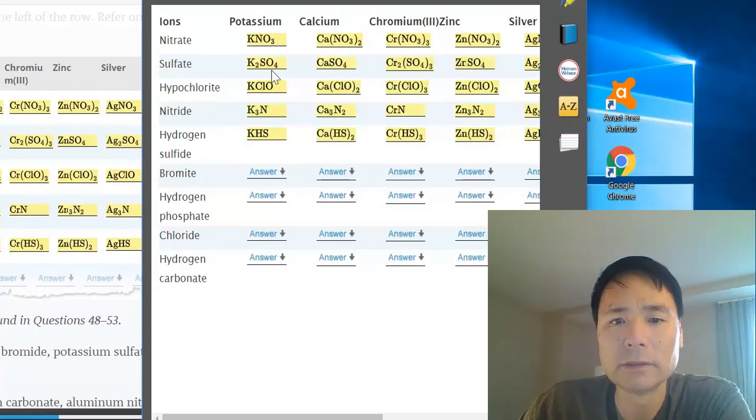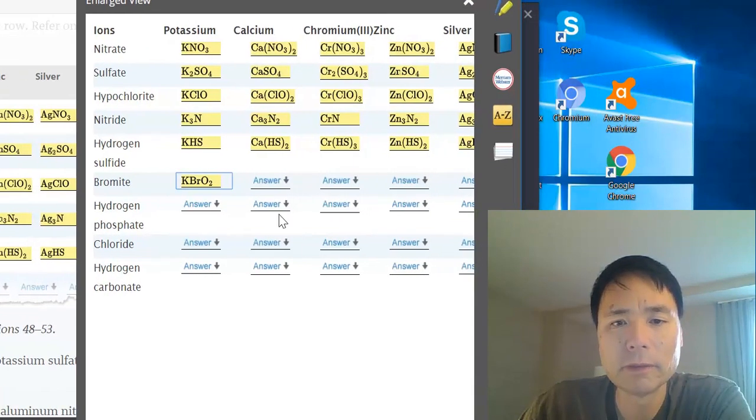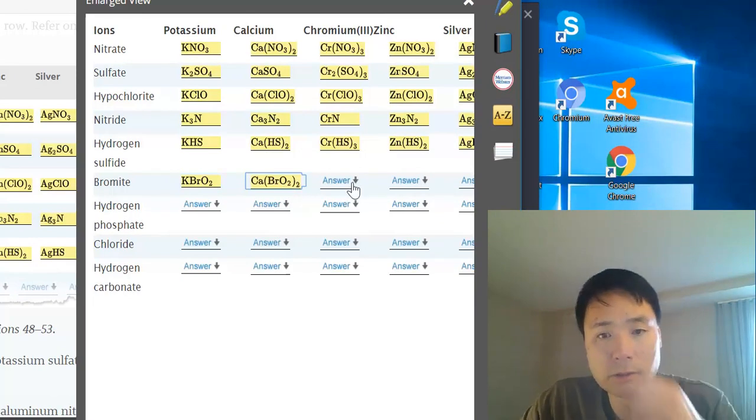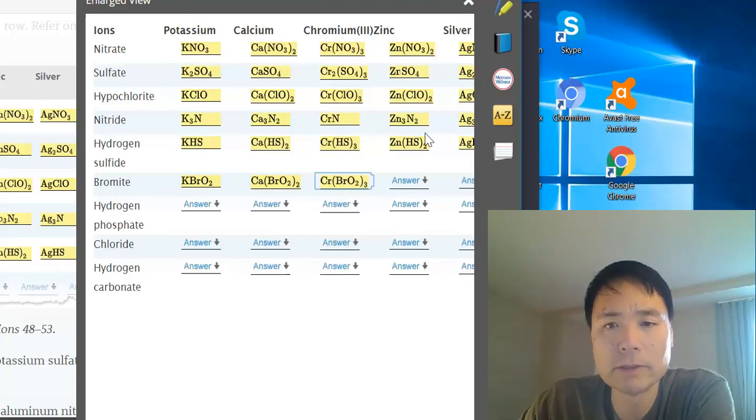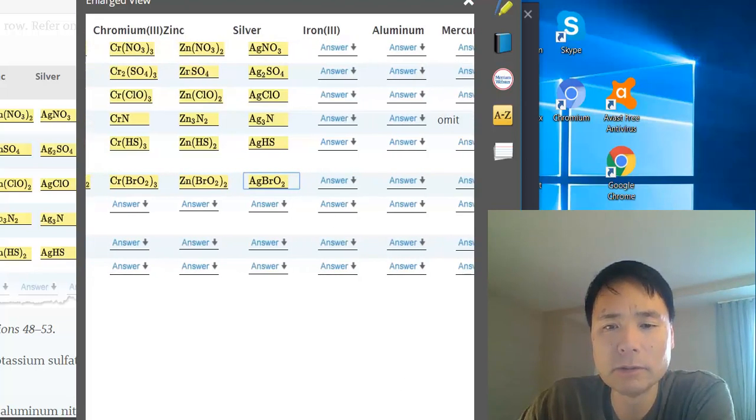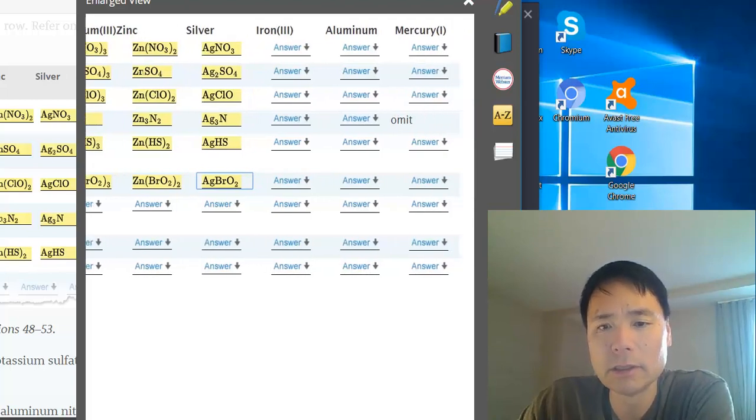Okay, this would be KBrO2. This is calcium. We need 2 of the BrO2 minus. Chromium is 3 plus. We'll need 3 bromites here. Zinc is a 2 plus. We'll need 2 of the bromites here. Okay, I need to scroll over here, so I can't blow this out. Silver is +1, so just 1 bromite. It'll be AgBrO2. Oops. Didn't fill the rest of this table out, did I? Okay, we'll come back to those.